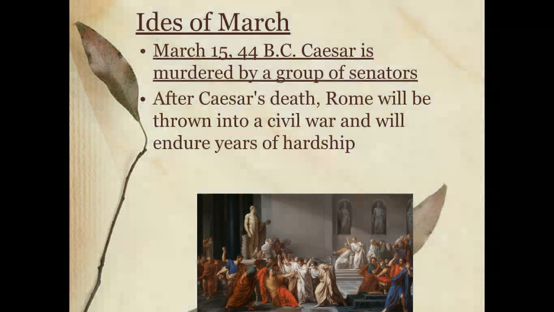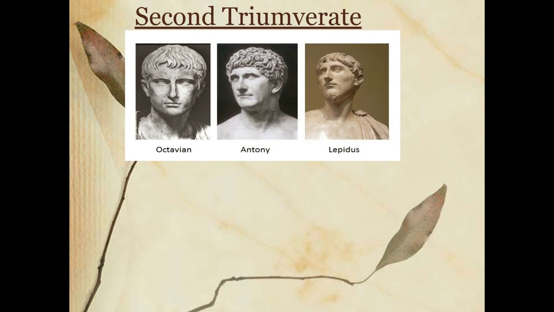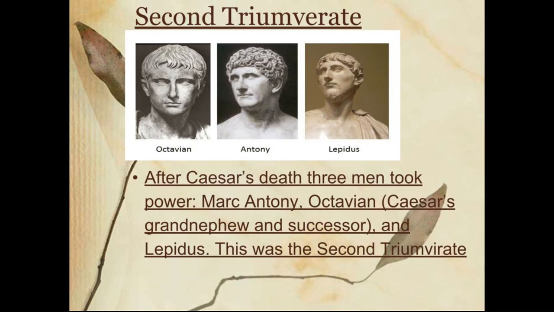So on March 15th, 44 BC, Caesar is murdered by a group of senators. After he dies, Rome pretty much is thrown into another civil war that lasts for a long time as well. And this civil war starts because of this idea, the second triumvirate.